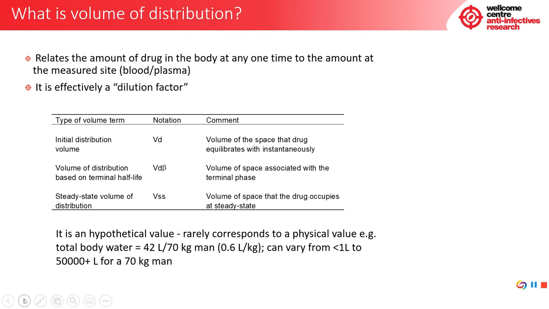What is the volume of distribution? It does relate the amount of drug in the body at any one point to the amount at measured site, whether it's blood or plasma. It is effectively a dilution factor.